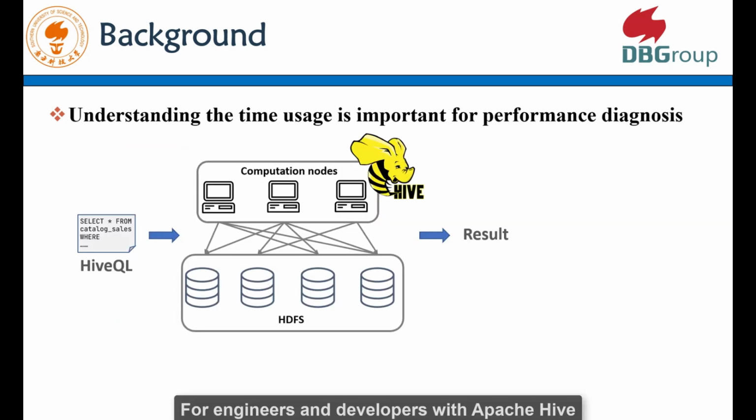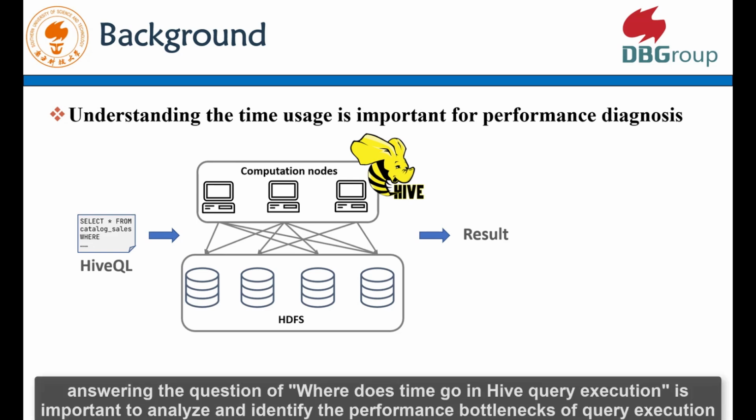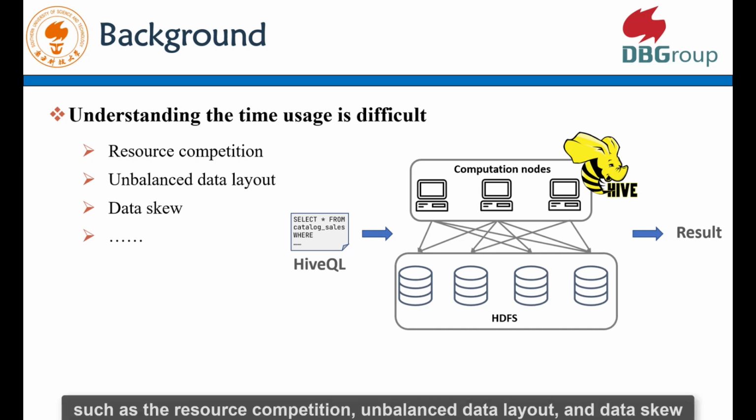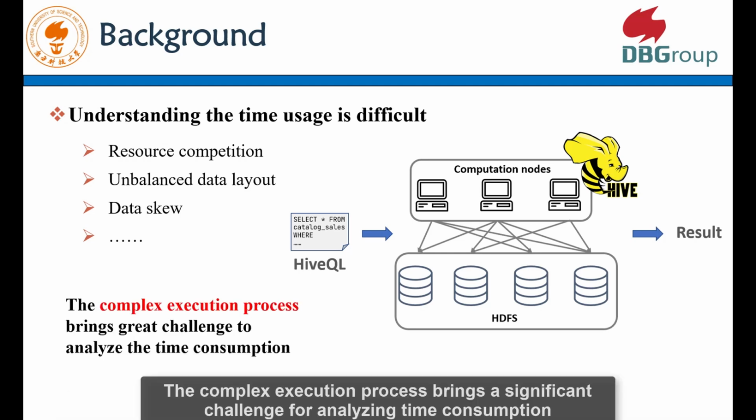For engineers and developers with Apache Hive, answering the question of where does time go in Hive query execution is important to analyze and identify the performance bottlenecks of query execution. However, answering this question is difficult because various factors could affect system performance, such as resource competition, unbalanced data layout, and data skew. The complex execution process brings a significant challenge for analyzing time consumption.